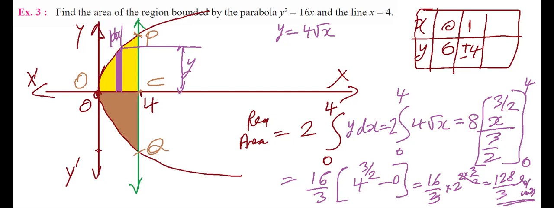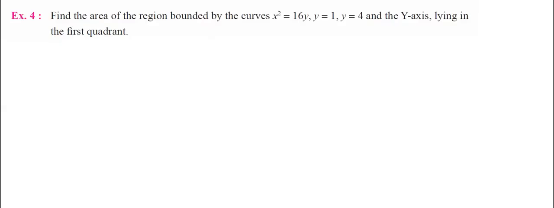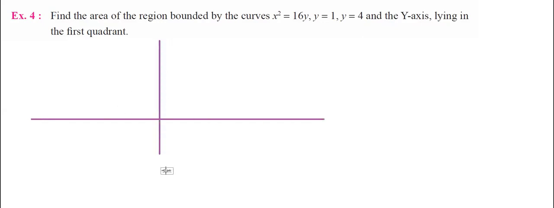Got it? Okay, fine. So example number 4: find the area of the region bounded by the curve x square is equal to 16y, y is equal to 1, y is equal to 4, and the y-axis lying in the first quadrant. Okay, all these statements are very, very important. So first you are going to draw the diagram, which is most important. So I am going to draw this particular diagram.